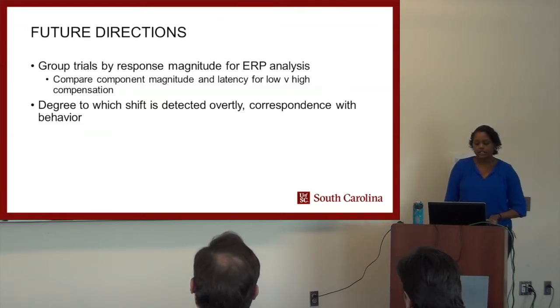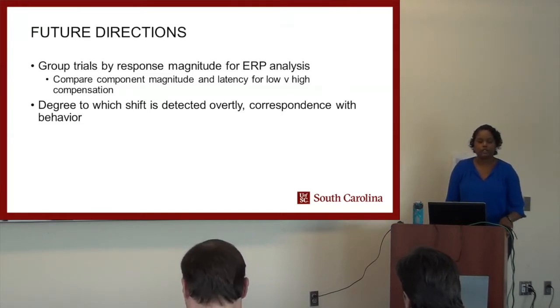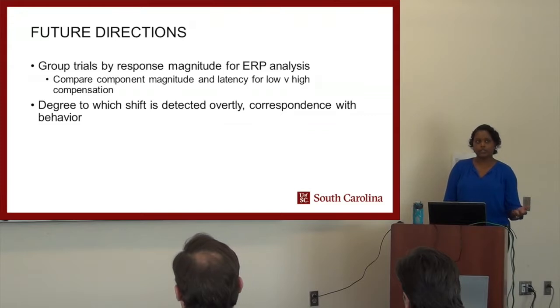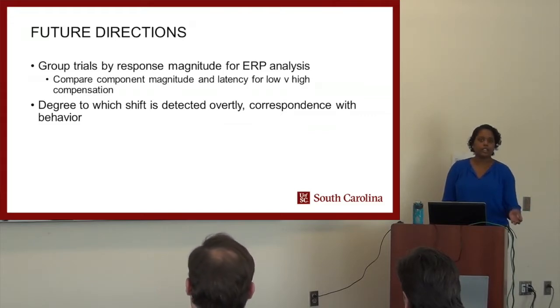Also looking at the degree to which the shift is detected overtly. They're asked to disregard the shift, but it's unclear how many participants are actually overtly noticing the shift and how many are not. And it would be interesting to see how well that corresponds with behavior. So are the individuals who are detecting the shift consistently, are they compensating consistently as well?